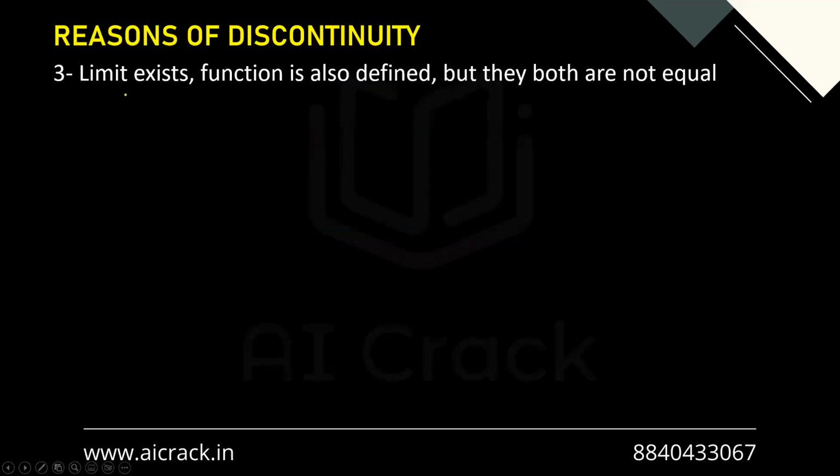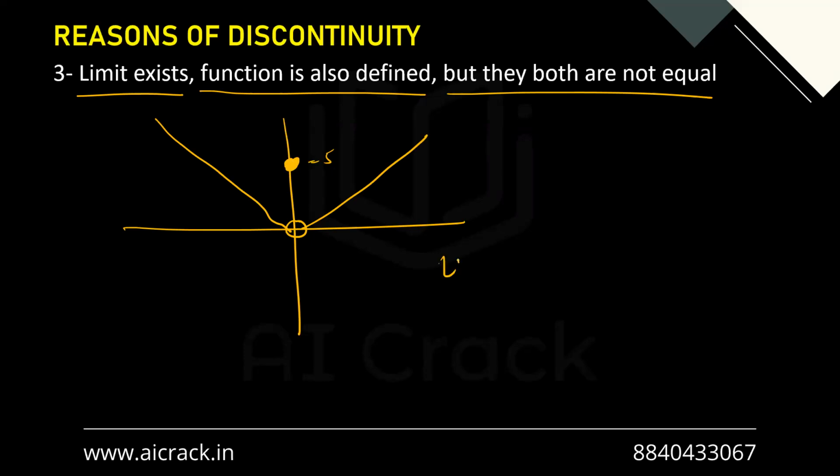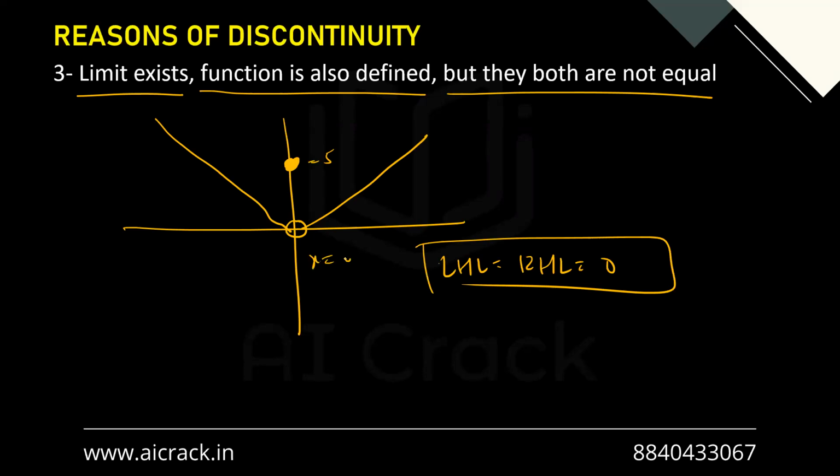Now the third case is limit exists, function is also defined but they are not equal. So we can take again a similar case. Let's say we have again a modulus type of function, open circle over here but the function is defined over here. Let's say this value equals to 5. Now LHL equals to RHL equals to 0 for x equals to 0. Both limits are 0 but function value is 5 over here. Function is defined but defined somewhere else. So in that case the limit is not equals to f of 0. So that's why function is discontinuous. So these are the three reasons of discontinuities.